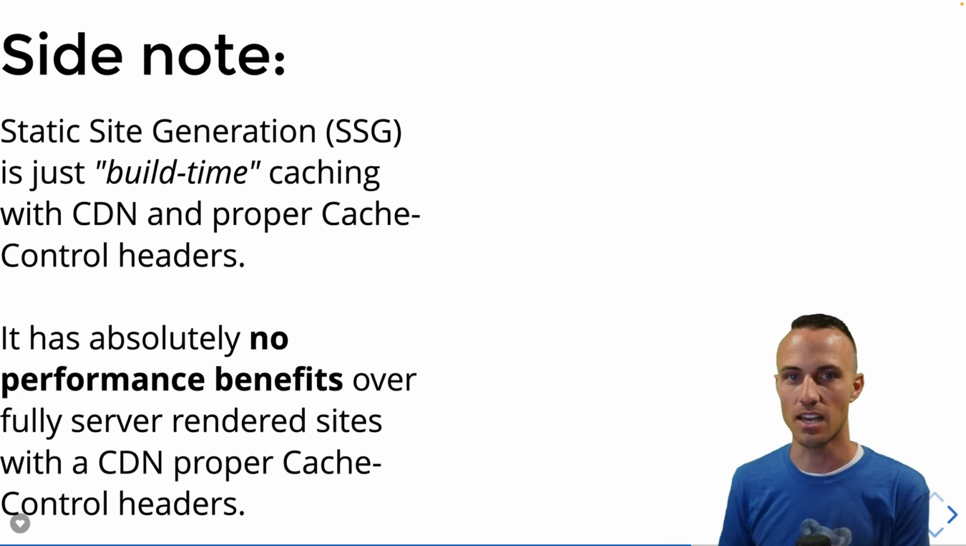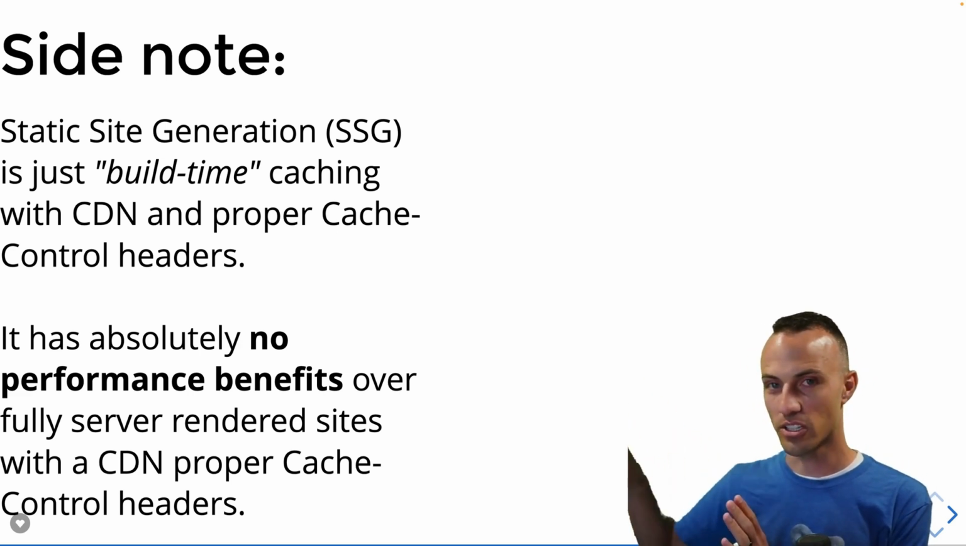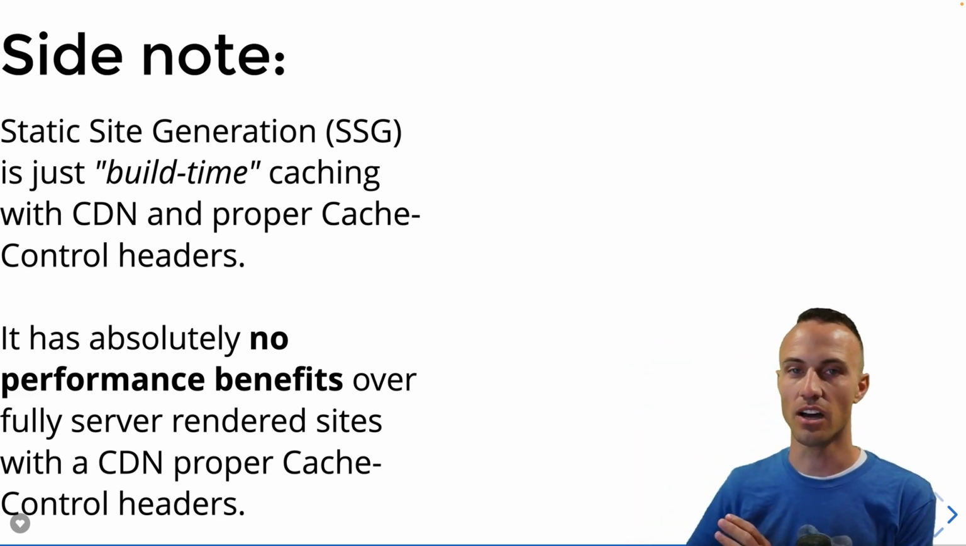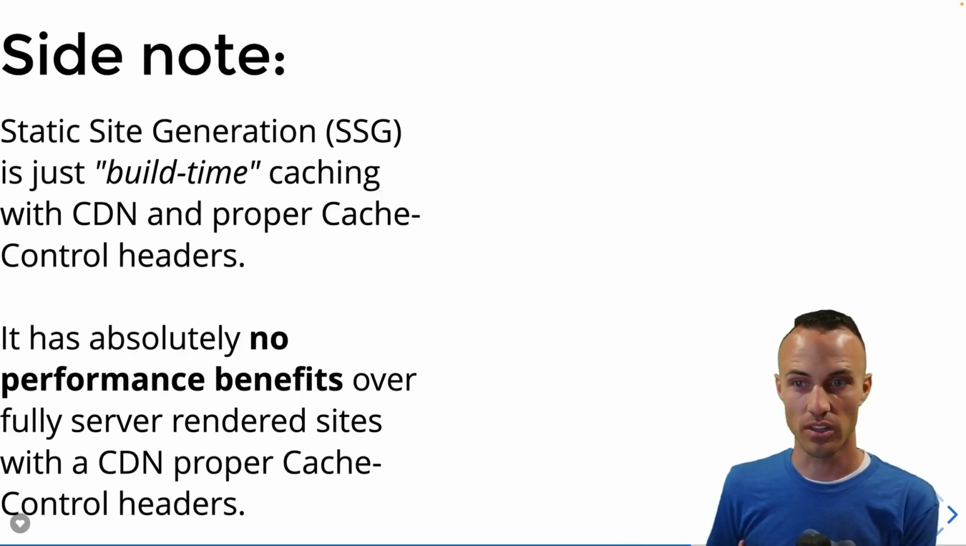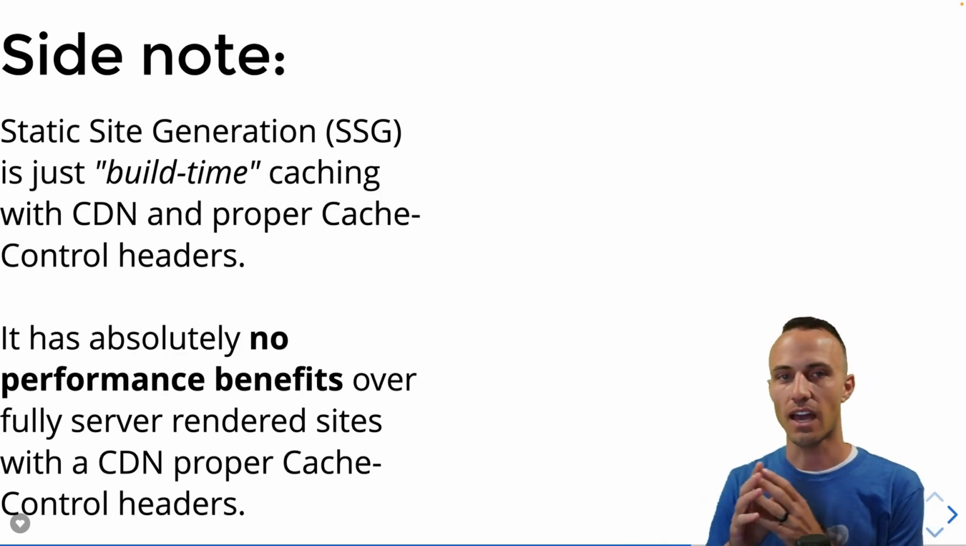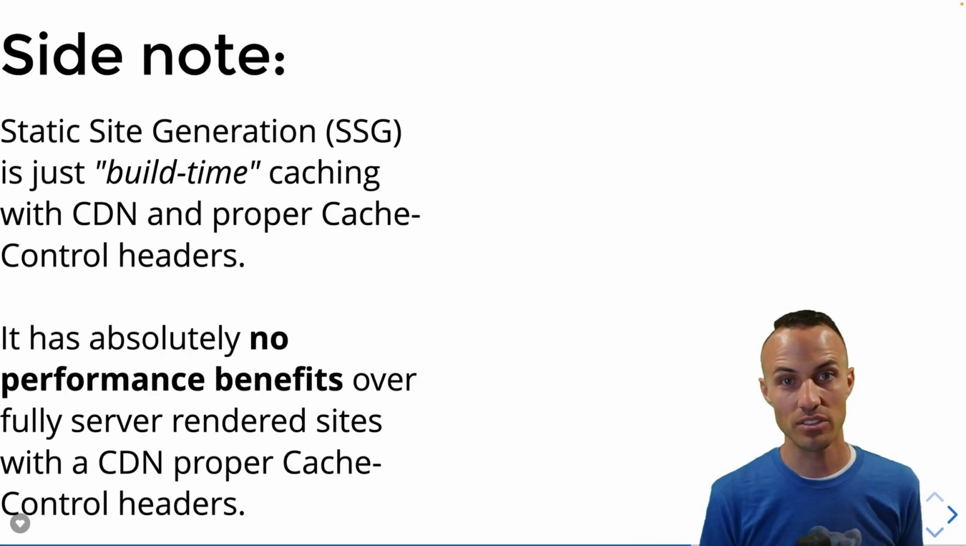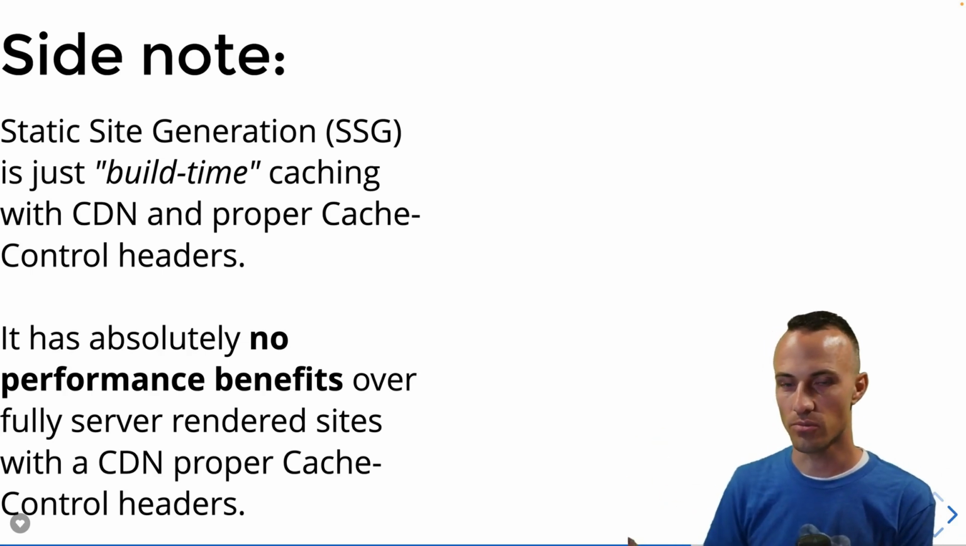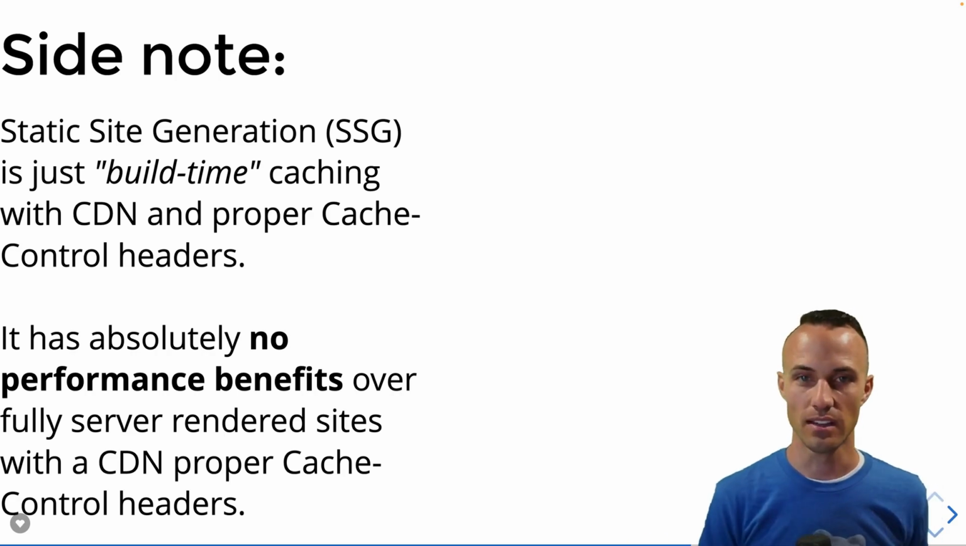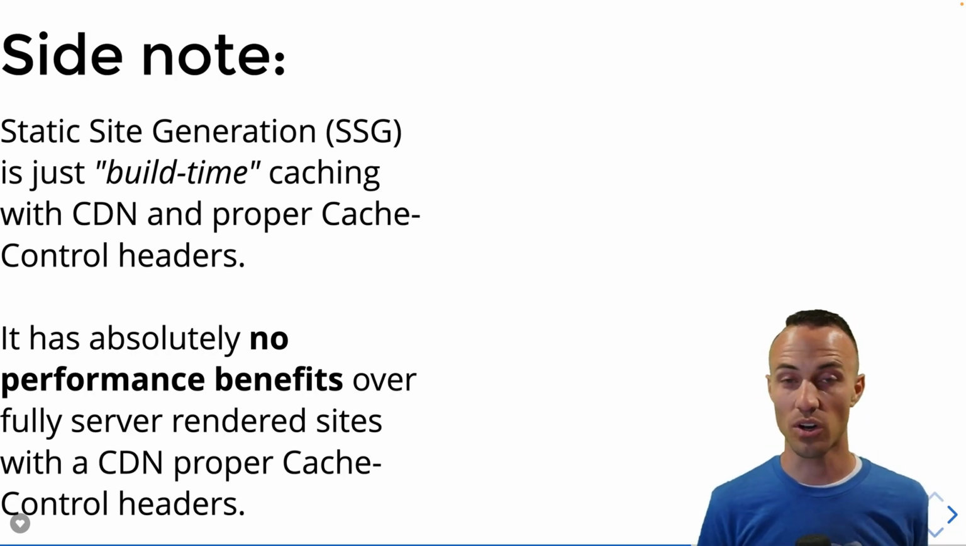It is exactly the same as if you have an origin server that's generating these pages on demand and then caching it with cache headers. So if you're able to cache the entire thing at build time, then you're also able to do this from server rendering, and it's not going to have any performance impact at all. This is contrary to popular belief, so I just want to clear that up.